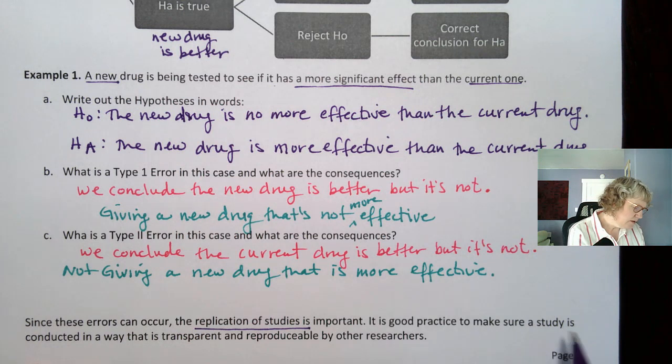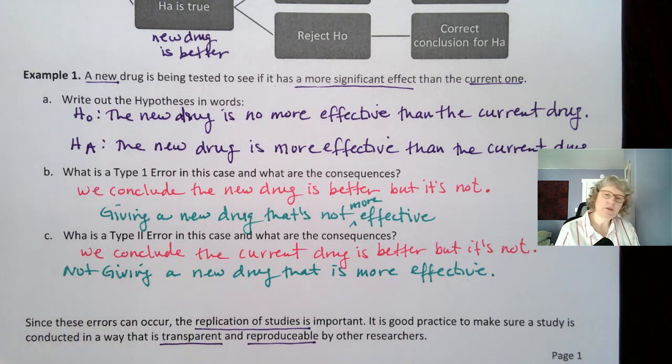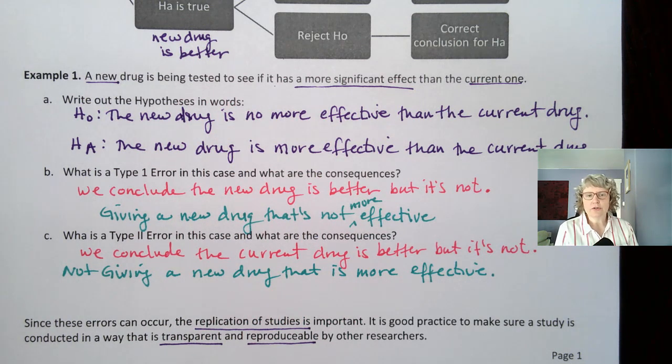So it's a really good practice to make sure a study is conducted in a way that it's transparent and reproducible by other researchers. So when you design your study and you're writing about your results, you want to follow the best practices and outline everything as well as possible, make it very clear so that when someone is trying to do the study again, they can replicate it and hopefully verify your results. Okay, well, that is a lot about decision errors, and I'll see you in the next video.